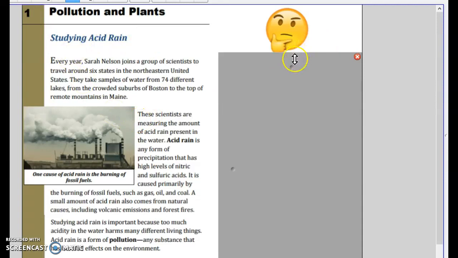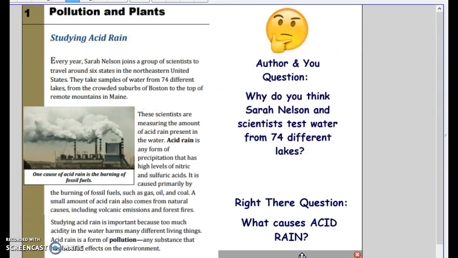Now, if you check your sheet, I think your questions match with these questions, actually. So why do you think Sarah Nelson and scientists test water from 74 different lakes? And then what causes acid rain? So once you found those two answers, one is more, as you can see, an author and you, and one is more of a right there question, you can write down your responses, and then you can turn the page.